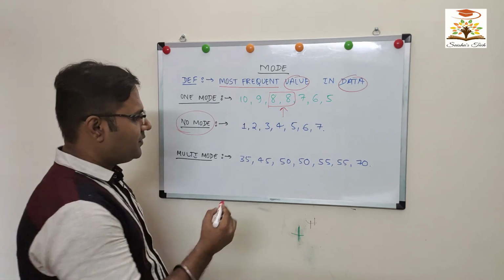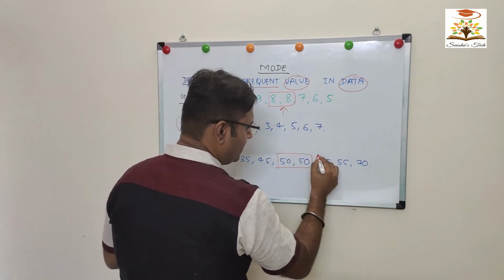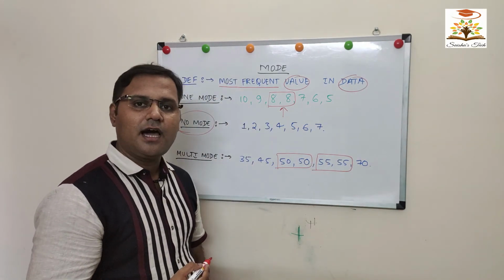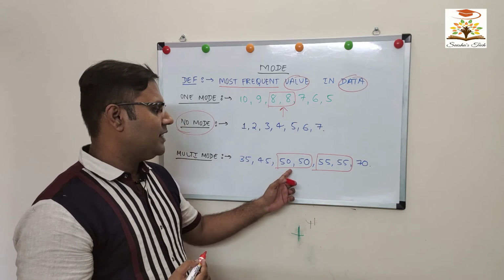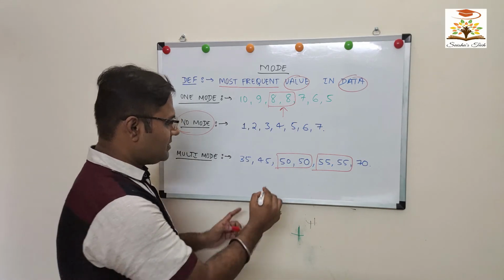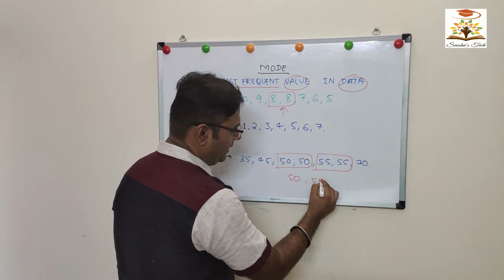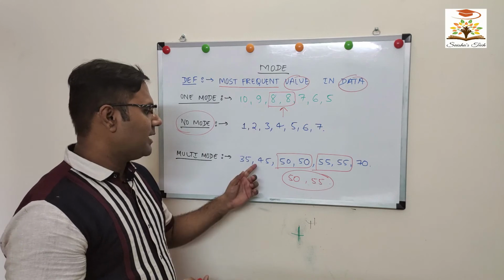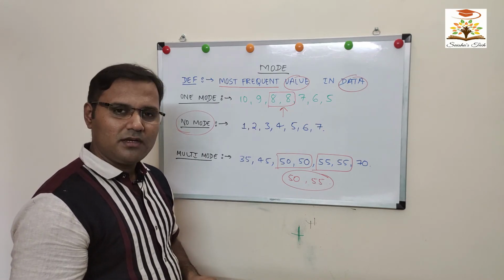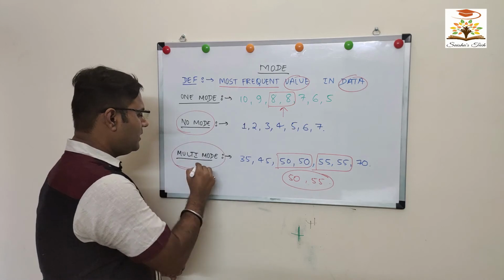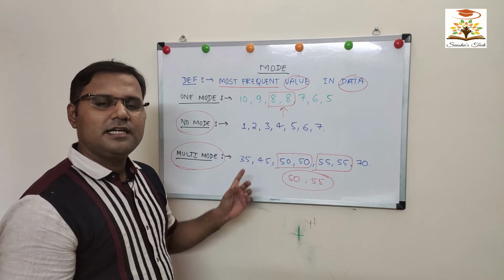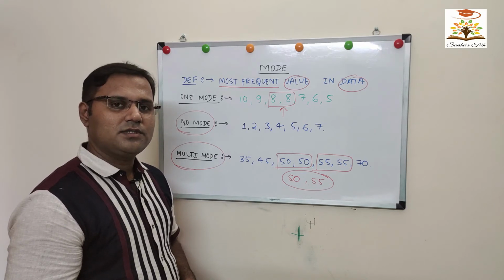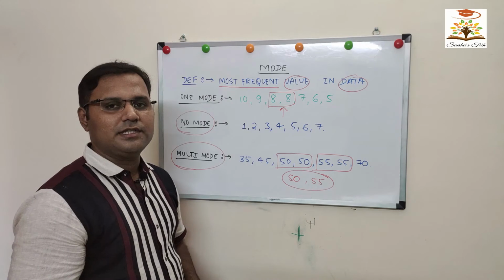In this example, you can see 50 is repeating twice, 55 is repeating twice, and the other values 35, 45 and 70 are repeating once. Hence, we can say we have 2 modes, that is 50 and 55 in the data. This type of data can also be called bimodal or multimodal data. These are some of the types of modes and the identification of modes using the most frequent value in the data set.